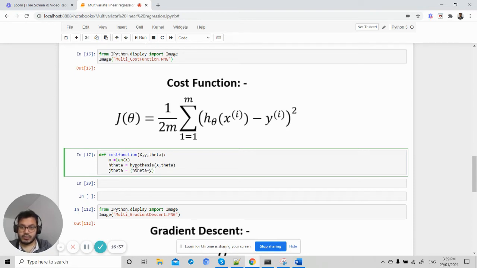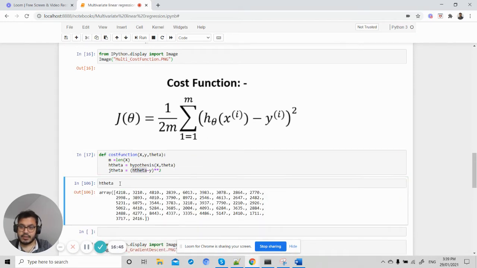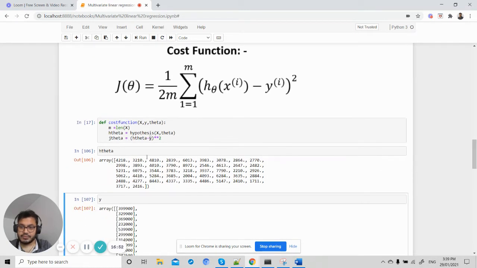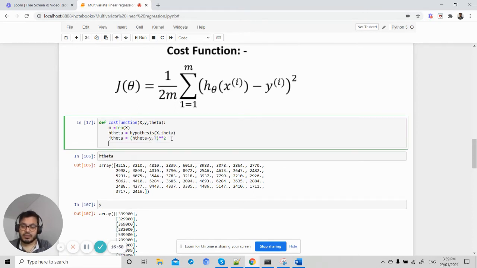And do square. So let's check the shape of this edge. It is in our horizontal shape. This one is in vertical shape, so we need to do a transpose so that both shapes match. Now we need to do a sum.